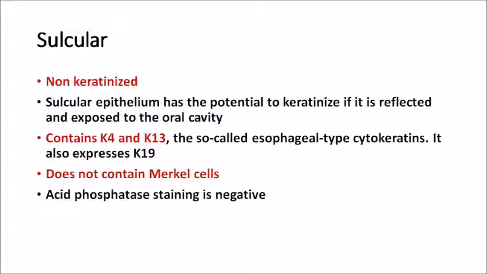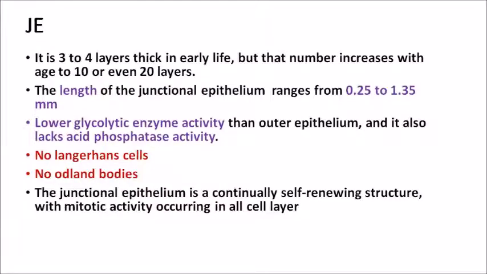Second important point is it does not contain Merkel cells. Merkel cells are tactile perceptors. They are found in the deepest layers of the stratum basale. They are present in outer oral epithelium, but not in the sulcular epithelium. A third point is acid phosphatase staining is negative in sulcular epithelium. Acid phosphatase staining will be negative. Clear? The third part of epithelium is junctional epithelium.